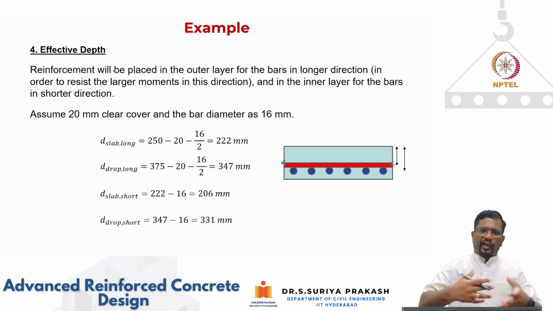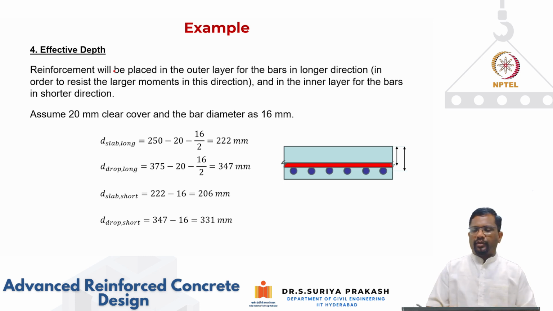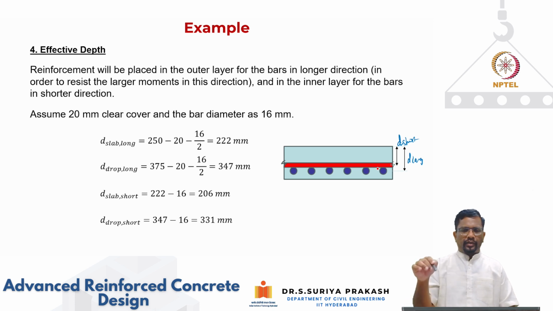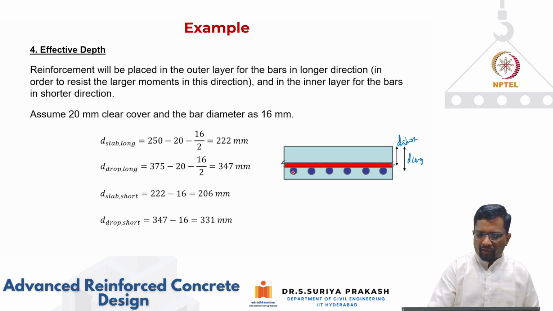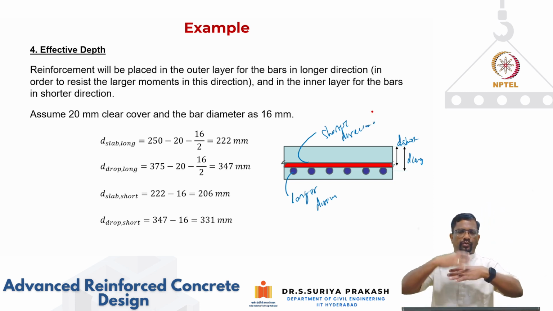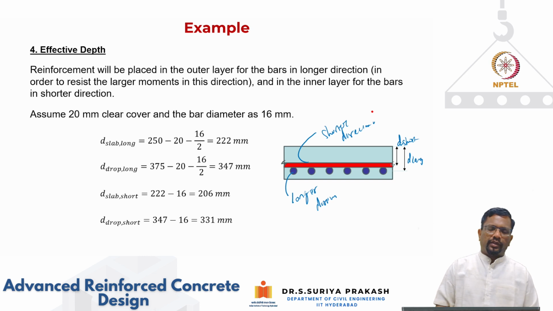Now you see the slab is bending in two directions, right? So you are going to have two depths, D short and D long. Now these are the bars. The longer direction bending is actually perpendicular to the section that we are seeing. So these are your longitudinal bars running along the longer direction. These are running in the shorter direction. Now we have two layers of steel, right? So what should be the effective depth for the slab in the longitudinal direction?